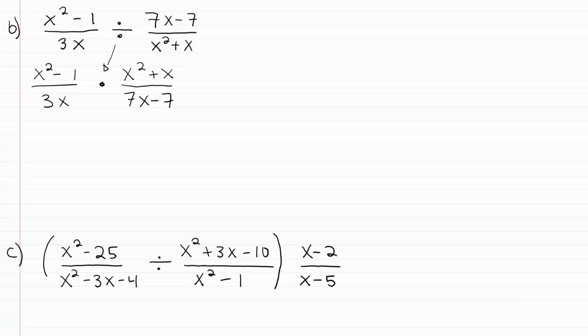Okay, so we repeat what we did before. We're going to factor and then cancel. So we're going to take that x squared minus 1 and split it up as a difference of two squares. So it'll be x and x, plus and minus 1 and 1.